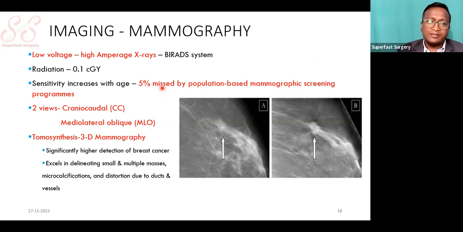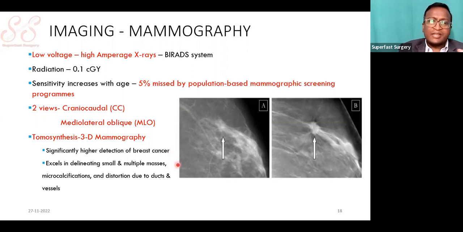This is data from Bailey, so I have highlighted it. Now basically there are two views, craniocaudal and mediolateral oblique view, but there are several other views that we'll be discussing. So tomosynthesis is basically what they do: they take the X-ray from multiple angles in an arc-like way, different X-rays from different sides. Based on that, they will reconstruct the image, and that will help us to know whether the minor changes seen on mammography are truly major changes identified in tomosynthesis.